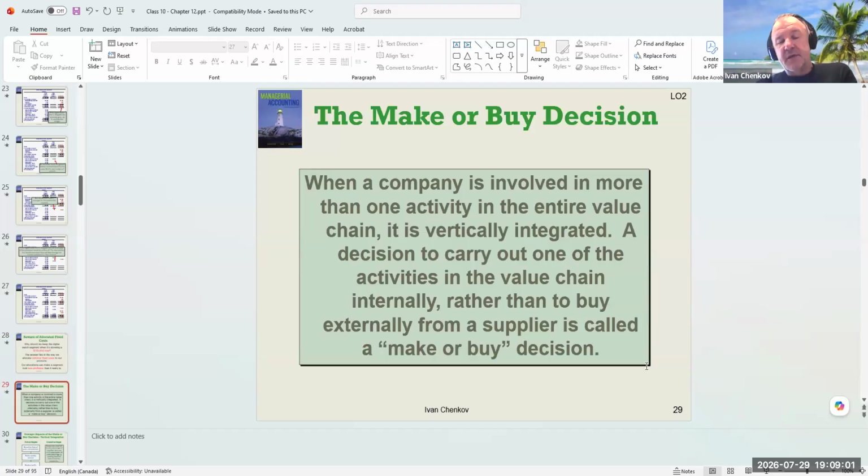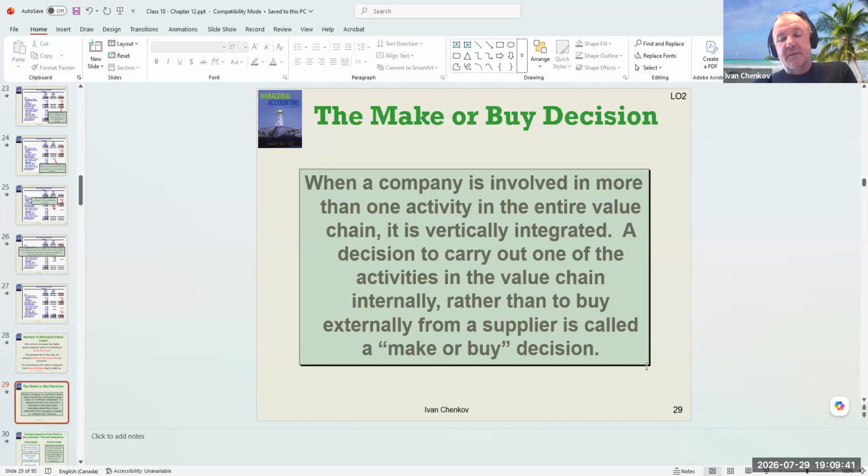So the next decision that we have to make is shall we make it at home, shall we cook at home, or shall we go to McDonald's? What exactly should we do? Now, when the company is involved in more than one activity in the entire value chain, starting with research and development, product design, manufacturing, marketing, delivery, customer service, if it has all the elements or more than one of the activities in the entire value chain, we call it that the company is vertically integrated.